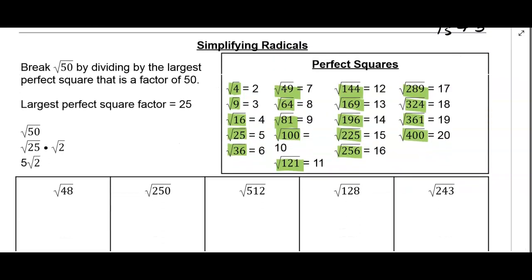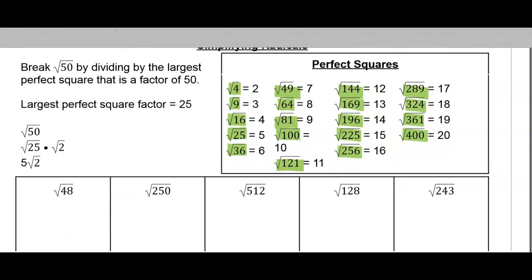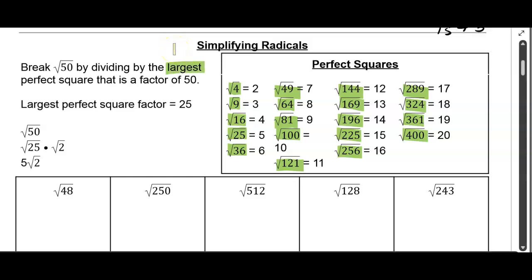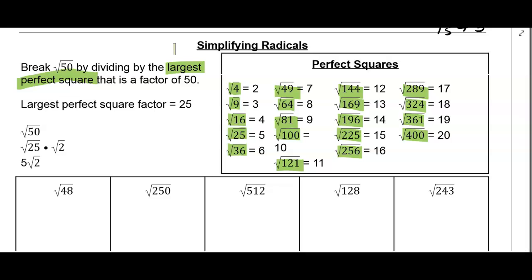Now, the main concept I'm going to be using for simplifying radicals is that I want to find the largest perfect square that is a factor of my number. My perfect squares I already have pre-highlighted here in green. So perfect squares are 4, 9, 16, 25, 36, 49, 64, 81, 100. Hopefully you have at least your perfect squares memorized up to 10. If you don't, that's okay. And then here are your other ones up to 20. So 121, 144, 169, 196. And these are numbers you get from multiplying the same number by itself.